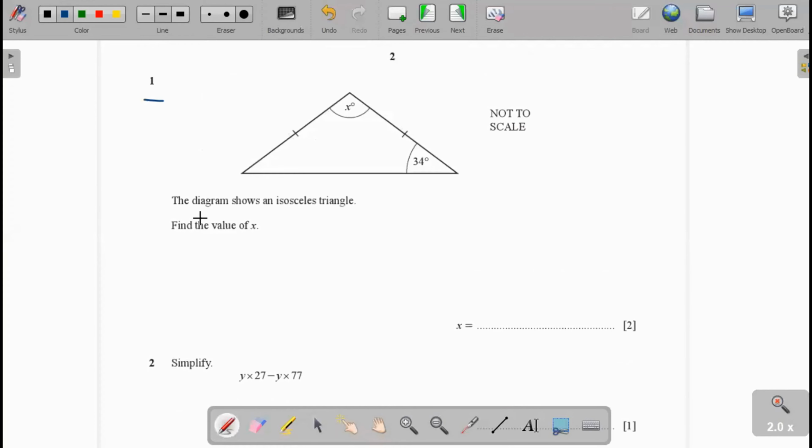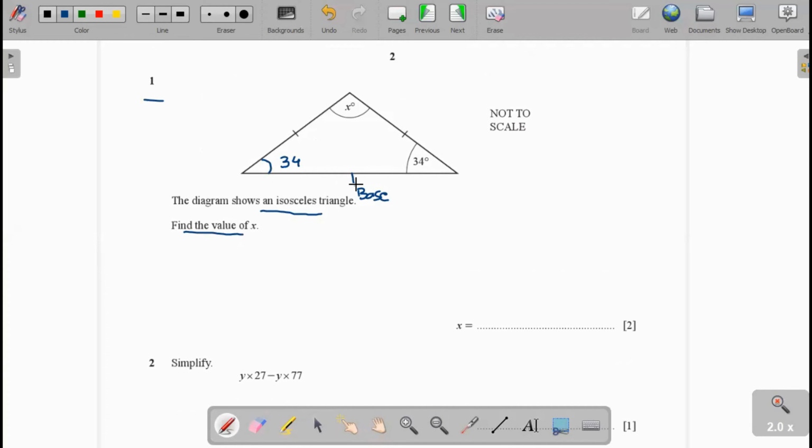Question 1. The diagram shows an isosceles triangle. Find the value of x. You see here, this is an isosceles triangle. This side is called the base, the unequal side is called the base. And you know the base angles are the same in an isosceles triangle, therefore that angle will be 34 degrees.